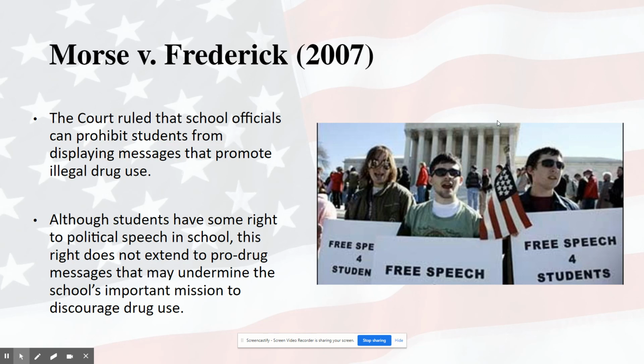However, the court is not going to rule in his favor. It's going to instead say that school officials can prohibit students from displaying messages that promote illegal drug use. So even though students have some right to political speech in school, for example, that situation that happened in Tinker v. Des Moines, this right does not extend to pro-drug messages that may undermine the school's important mission to discourage drug use.